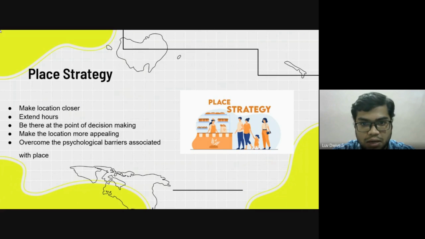Next is making the location more appealing. We'll be putting up posters, wall graffiti, and motivational quotes so as to motivate the students to follow the desired behavior. And this will also make the location more appealing. Now, overcoming the psychological barriers associated with the place. There should not be any food courts or fast food joints near the school, and also the issues and problems of students should be properly addressed so that they don't have any concerns regarding the plan.